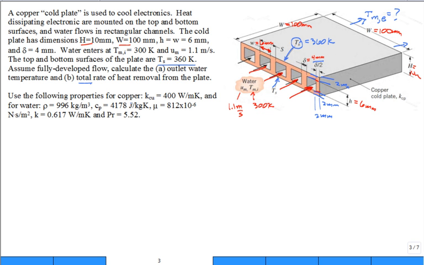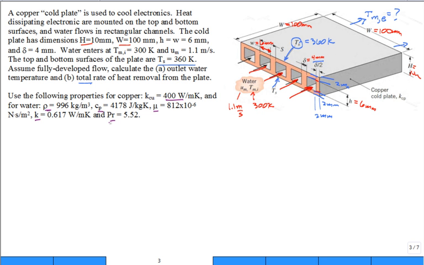Use the following properties for copper. So the conductivity is given, and for water, the density is given, the specific heat, viscosity, thermal conductivity, and Prandtl number all given, so that avoids having to jump into the tables and evaluate properties.